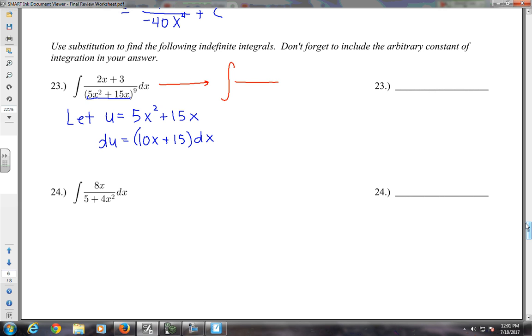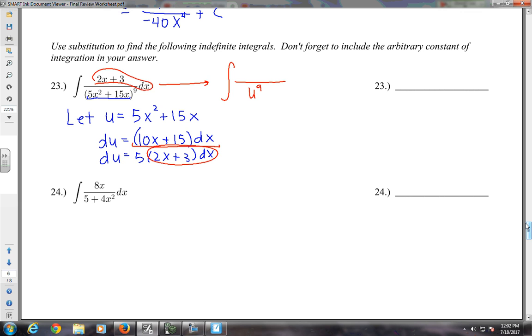Obviously, in that denominator, we have u to the 9th. But I still have this 2x plus 3 dx left. I'm going to write all of that in terms of u. It's not quite the same as my leftovers here unless I recognize I can factor out a GCF. All right, so take out a 5. That leaves behind the familiar 2x plus 3 dx.